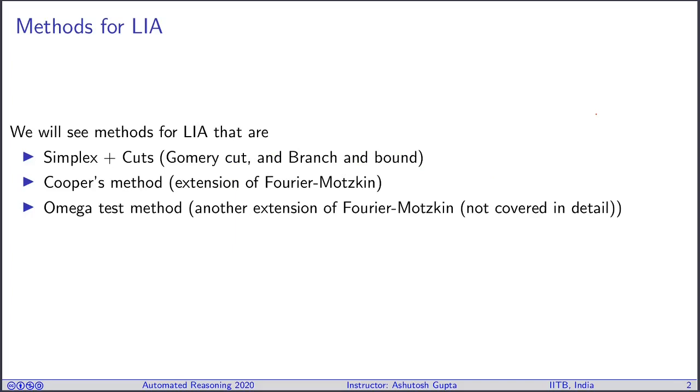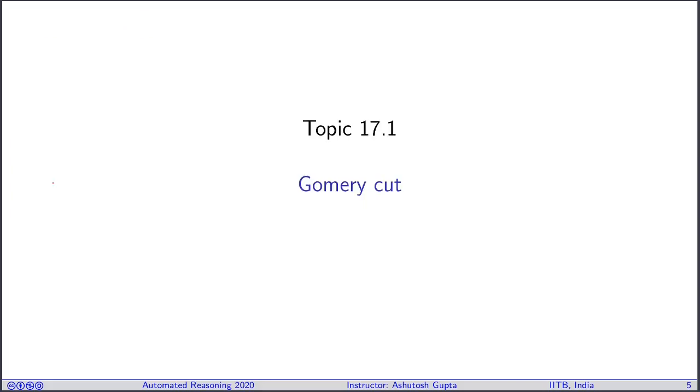So we'll look at three methods. First is the simplex method, and we will introduce an idea of cuts and then see how, putting those together, I can solve an integer constraint. Then I look at Cooper's method in detail, and I will hint about the third method, the omega test method, which I will not go into detail, but give you some hints on how the omega test method can be viewed as some sort of optimization over Cooper's method. So let's look at our first method, which is called Gomory cut.